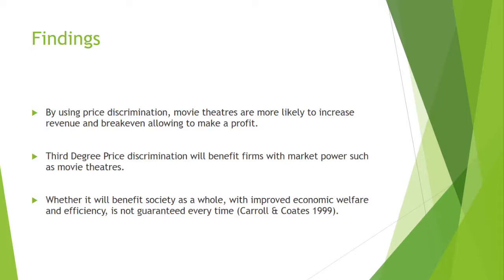The tool of price discrimination leads to an indefinite loss of efficiency, with marginal benefit and marginal revenue of various consumers differing, which indicates the presence of uncaptured gains from trade. In this sense, price discrimination can be a bit of a gamble, but it will serve to maximise and benefit individual firms with market power, like movie theatres. However, whether it will benefit society as a whole with improved economic welfare and efficiency is not guaranteed every time.